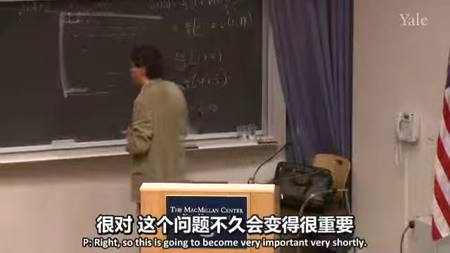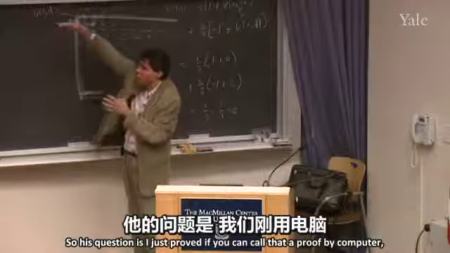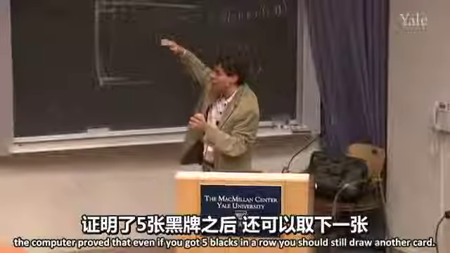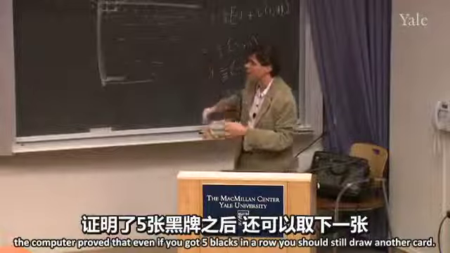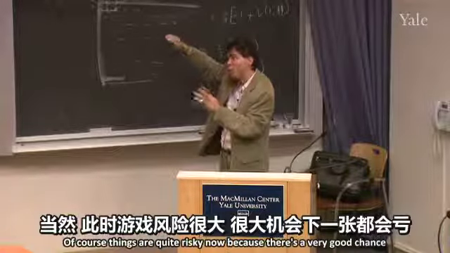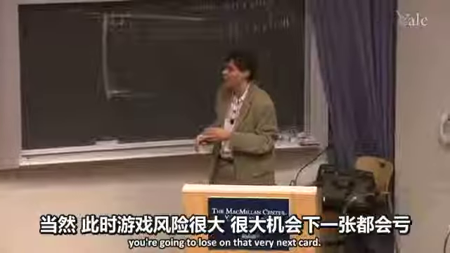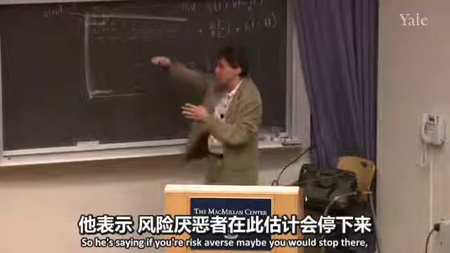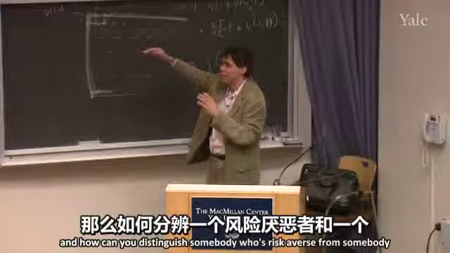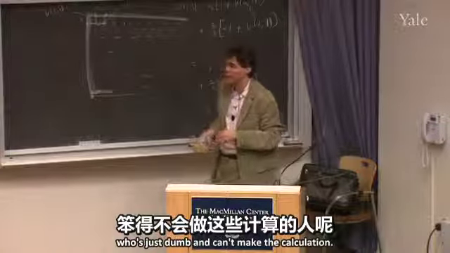Right. So this is going to become very important very shortly. His question is, I just proved, if you can call that a proof by computer, the computer proved that even if you got 5 blacks in a row, you should still draw another card. Of course, things are quite risky now because there's a very good chance you're going to lose on that very next card. So he's saying if you're risk averse, maybe you would stop there. And how can you distinguish somebody who's risk averse from someone who's just dumb and can't make the calculation?